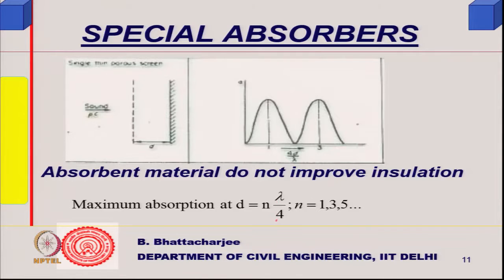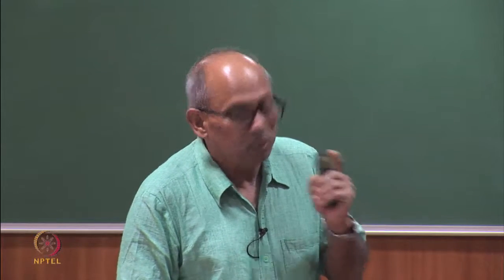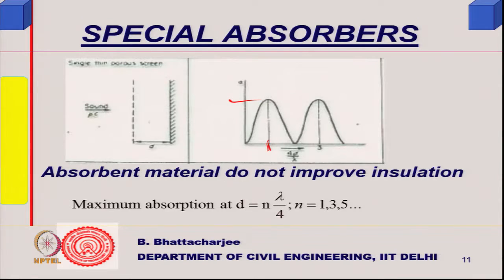So, d is equal to n lambda by 4, that is the thing, n equals 1, 3, 5 etcetera. So, I can determine the d for maximum absorption, right. So, alpha 2 will be this value here. If you are very sure about this frequency, because lambda is nothing but c by f, and you are quite sure of this frequency, you can use this kind of an absorber, right. So, that is the idea.